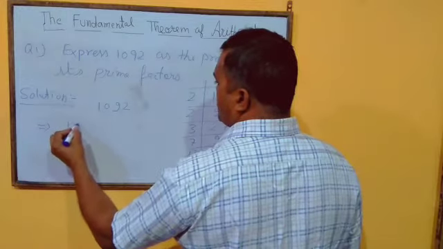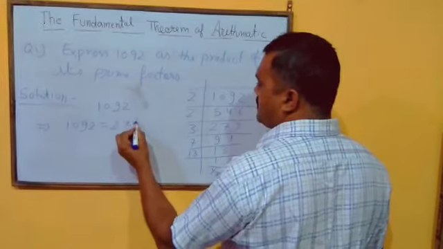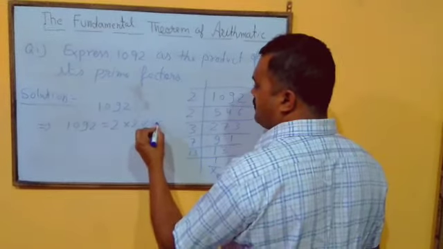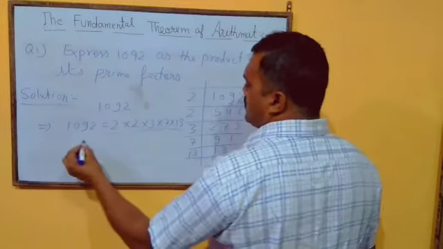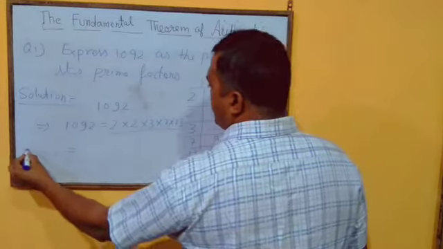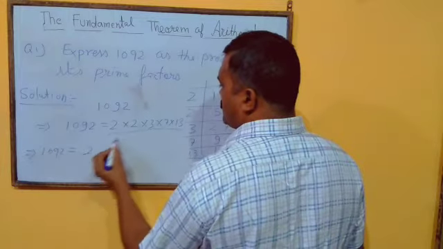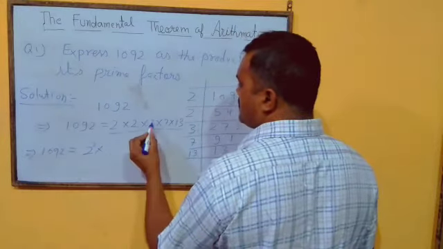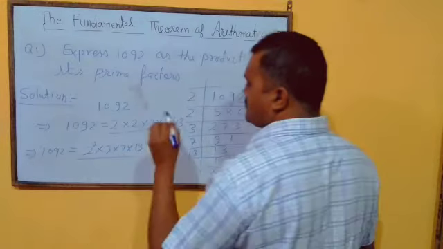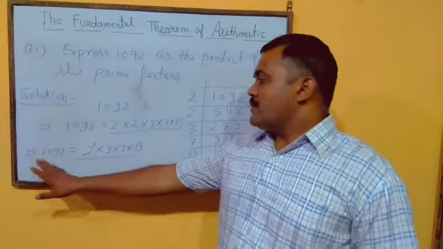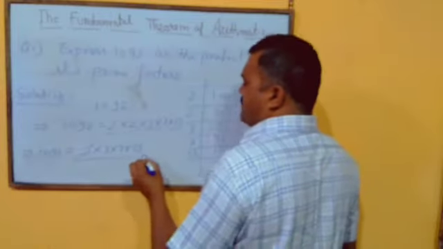Therefore 1092 is equal to 2 multiplied by 2 multiplied by 3 multiplied by 7 multiplied by 13. So this is the product of prime factors, or simply it can be written as 1092 is equal to 2 raised to 2, times 3 once, 7 once, and 13 also once. So this is the expression of 1092 in the form of the product of its prime factors.